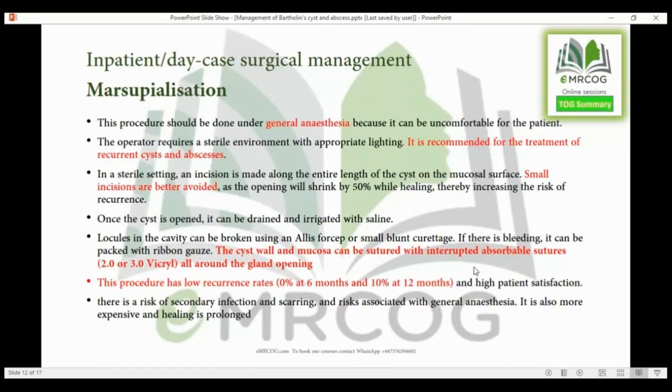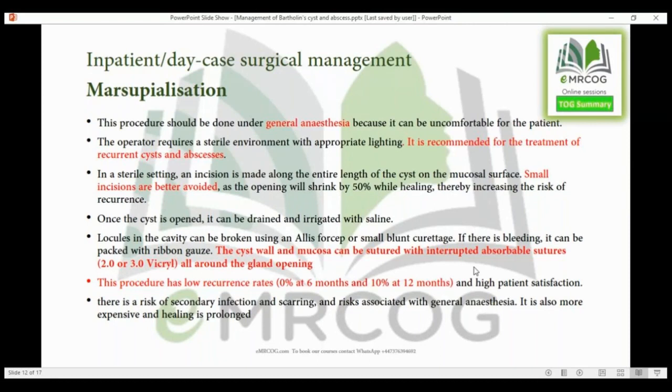The good thing about this management is that it has low recurrence rate, almost 0% at 6 months and only 10% at 12 months. But, however, it's not cheap. It's not easy, and it needs general anesthesia. So I'm talking about doing something that needs hospital stay. Not only so, it's not the best thing for a woman with comorbidities, right?